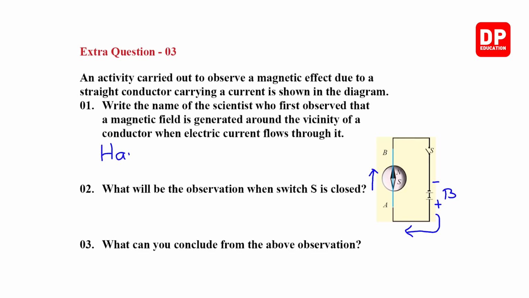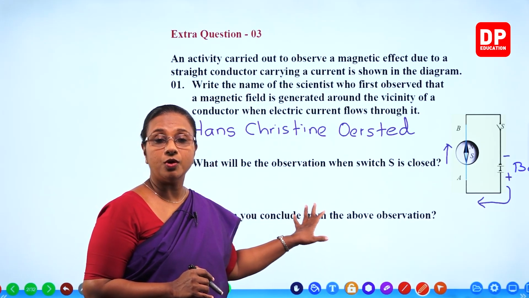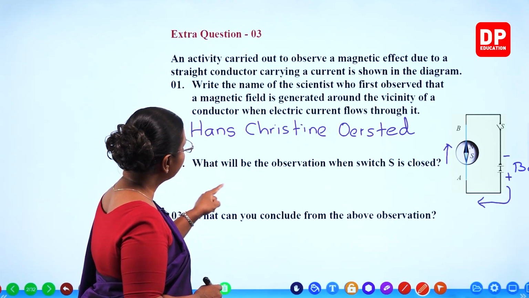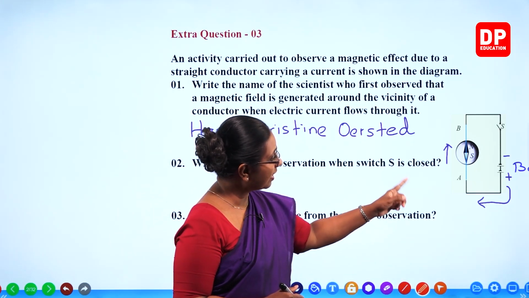Hans Christian Ørsted. So Hans Christian Ørsted is the scientist who observed this initially. Then the second one. What will be the observation when switch S is closed? So what will you observe?